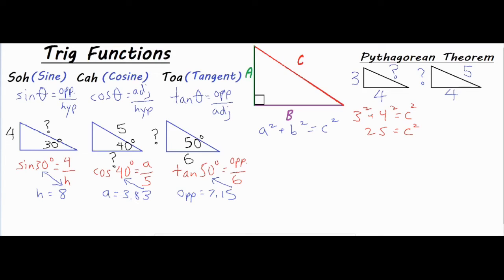And we finish off the problem by square rooting both sides. And then our c equals 5.